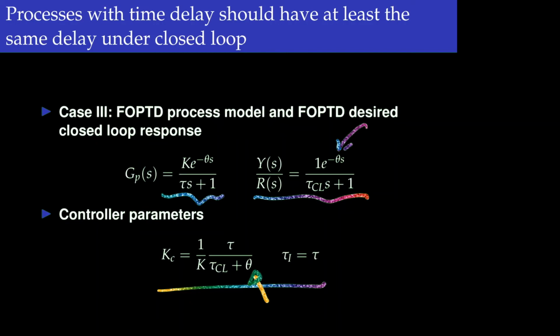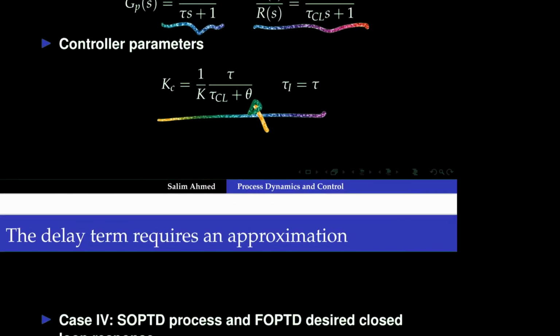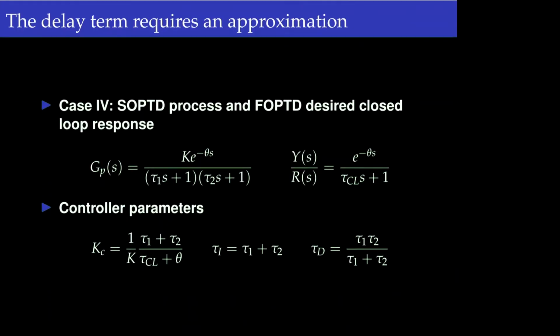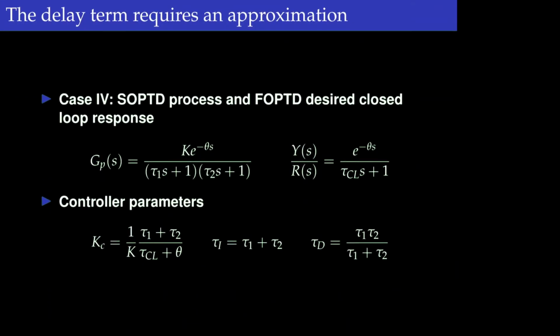So if you plug in theta equals 0, you get the same expression as you obtained for the first order model without delay. Now in the same way, if you have a second order model, we'll get a PID controller. If you have a second order model with delay, we'll get a PID controller for this case, which can be obtained in the same way.